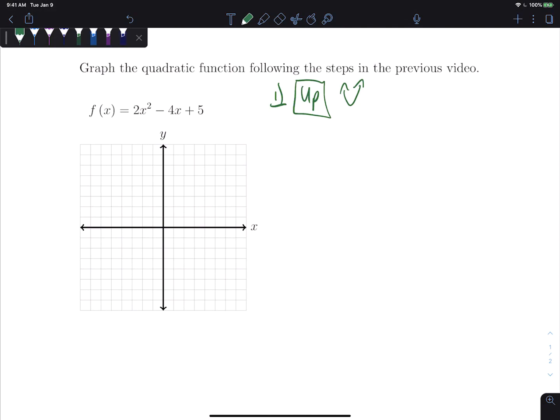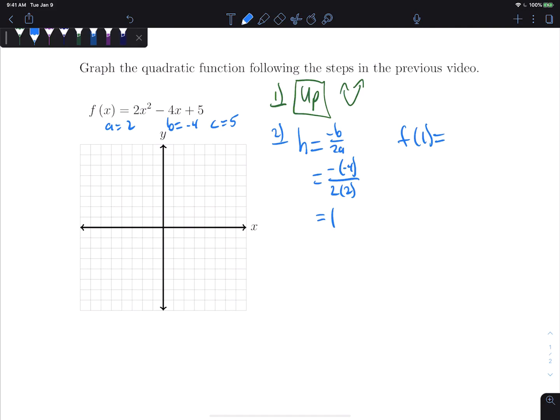Wonderful. Now that we have whether the function opens up or down, let's look at the vertex. So to find the vertex, we need to use h equals negative b over 2a. In this case, a is 2, b is negative 4, and c is 5. Plug these values in, and that's going to give me the opposite of negative 4 all over 2 times 2. Opposite of negative 4 is 4. 2 times 2 is 4. 4 divided by 4 is 1.